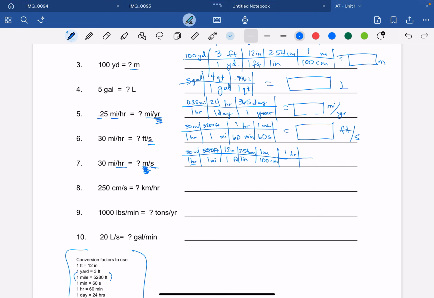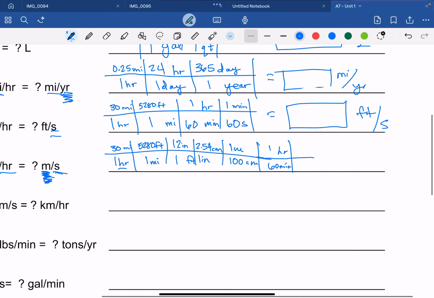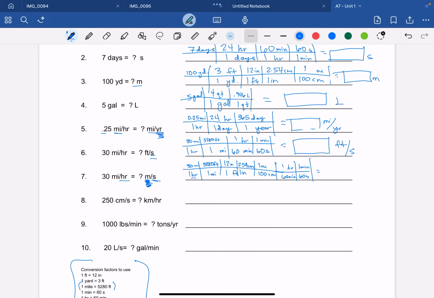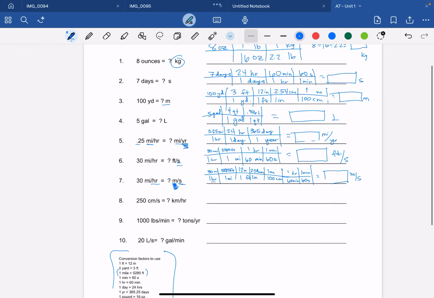And so 1 hour is, let's see here, we want to go down to seconds. So let's go minutes, 60 minutes first. Then in 1 minute, you would have 60 seconds. And that is how you would end it. So double check your 60s are on the bottom, otherwise your number is going to be much bigger than it needs to be. And your answer would be in meters per second.